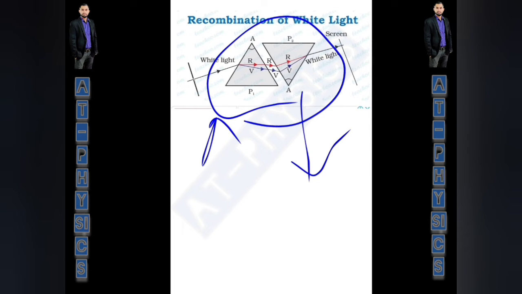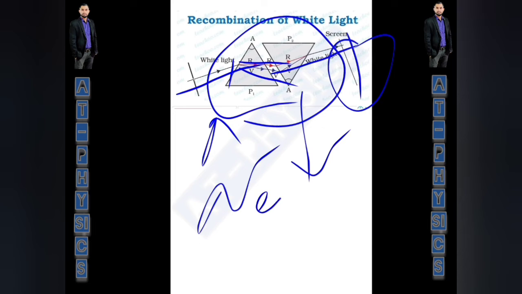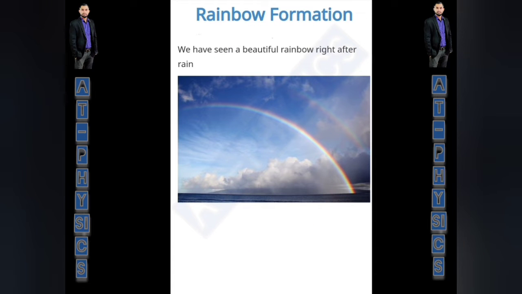So when white light goes through a first prism, it gets dispersed and divided into its seven colored components, and another inverted prism recombines these seven colors and makes a single beam, which is called white light. Okay, so that was performed by Newton. You know that Newton is a great scientist in physics.